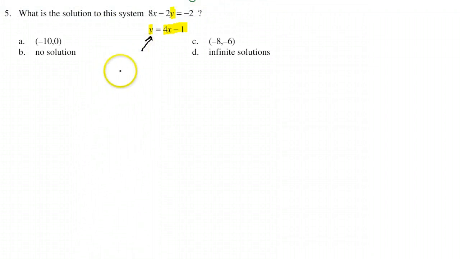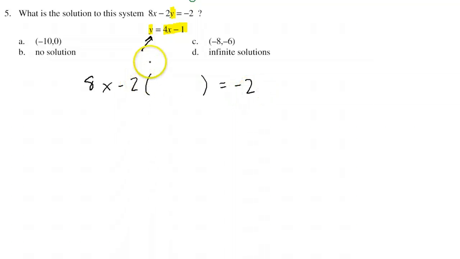What I'm going to do again is, wherever I see that y, I'm going to put this 4x minus 1. So here I have 8x minus 2 times y from the first equation. I'm going to just leave a space for that y. This is equal to negative 2. And if I substitute this in now, I'm going to get 8x minus 2 times 4x minus 1 is equal to negative 2. Now we can just solve for x.